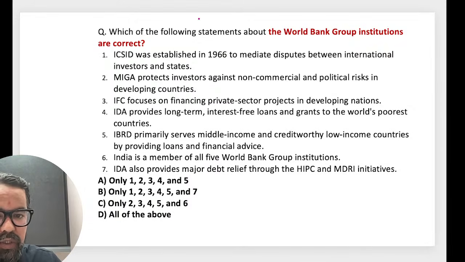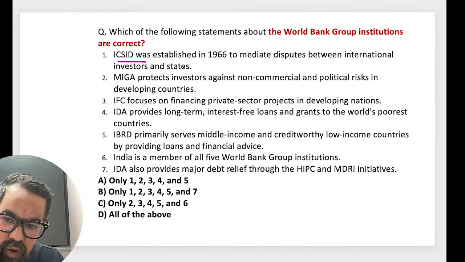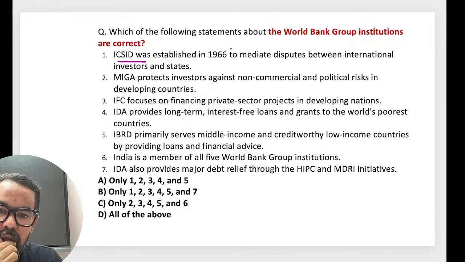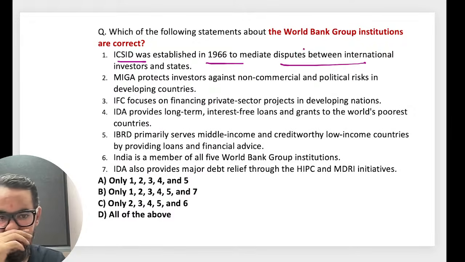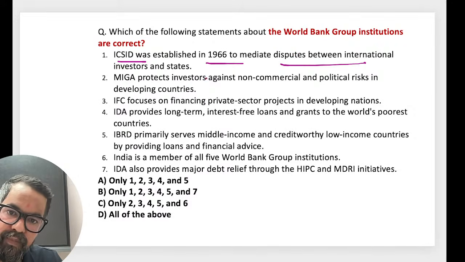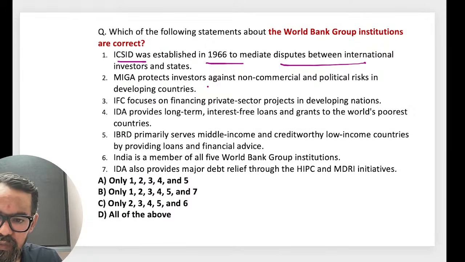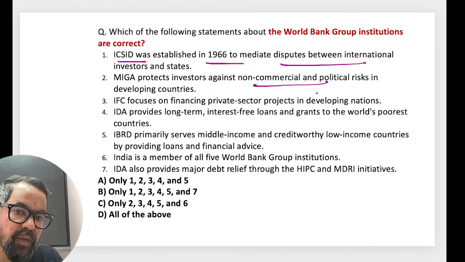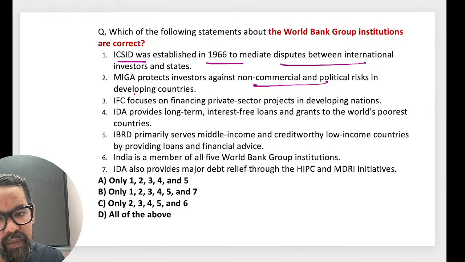World Bank Group institutions. ICSID, the first institution, the International Centre for Settlement of Investment Disputes, established in 1966 to mediate disputes between international investors. The other one is MIGA, the Multilateral Investment Guarantee Agency, which protects investors against non-commercial and political risk in developing countries.